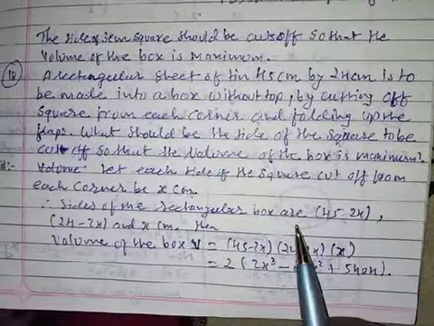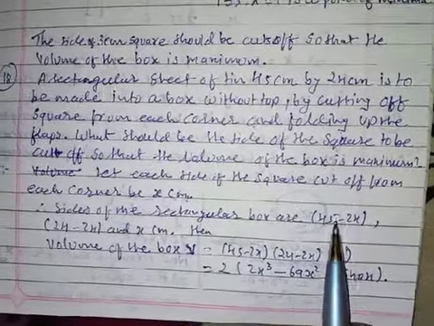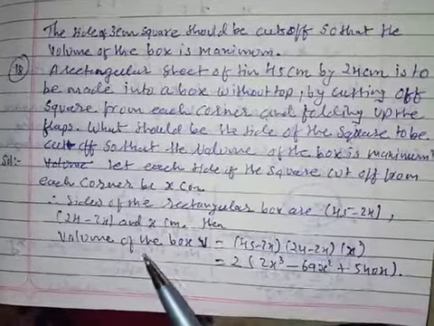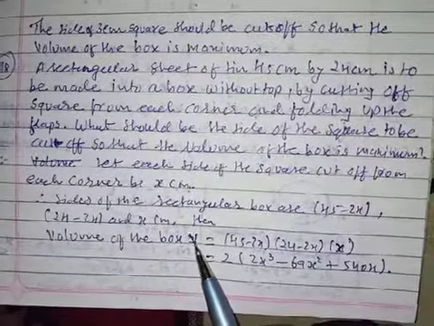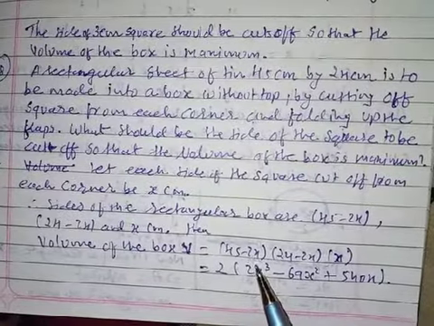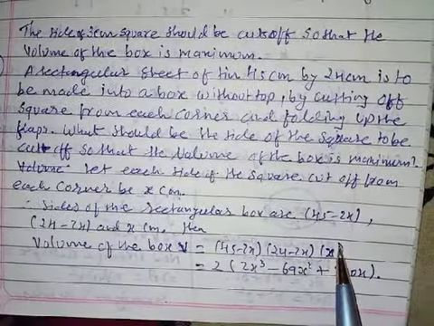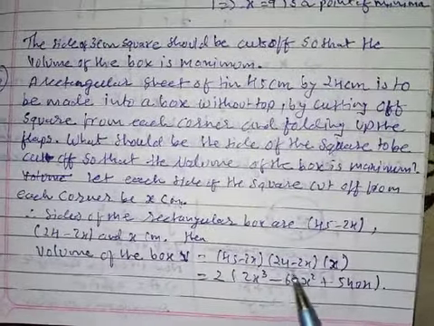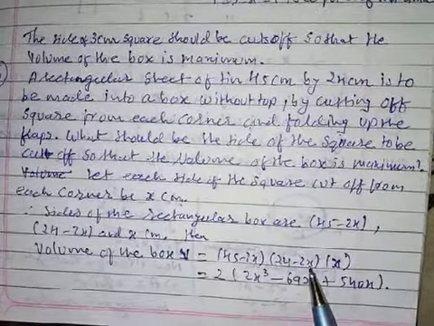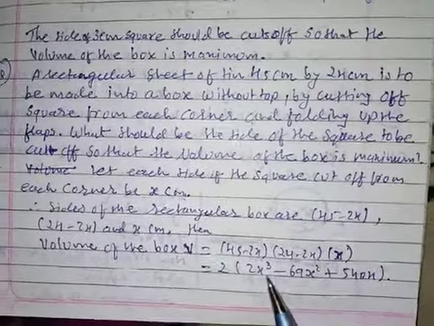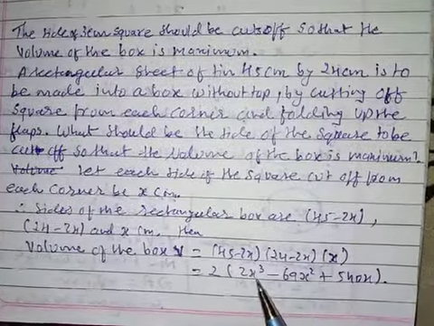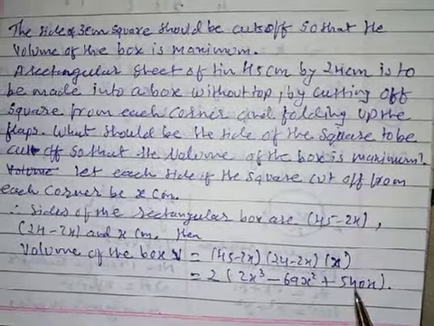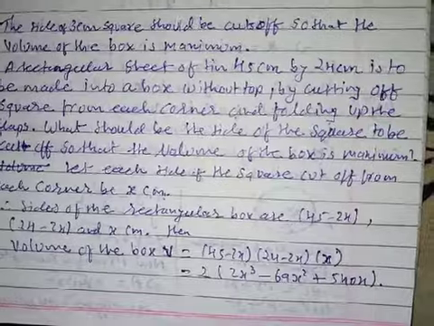So the volume of the box, because now the rectangle changes into a cuboid, so the length, breadth and the height will come. So volume of box V is L into B into H. If you multiply these three, taking 2 common from the center, and simplify it, you will get this value: 2x cube minus 69x square plus 540x.